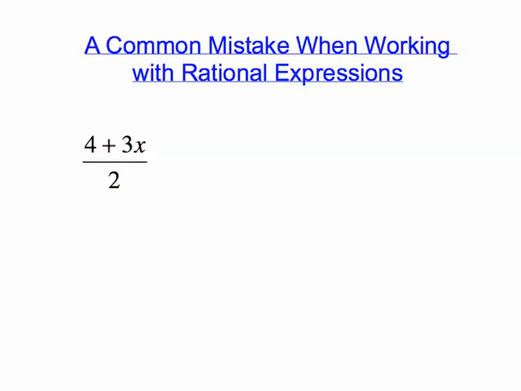In this video, I want to talk about a common mistake often made when working with rational expressions. Say you have a rational expression like this, 4 plus 3x over 2. Well, sometimes someone might say, oh, I've got a 2 here in the denominator and 4 here in the numerator. 2 goes into 4 evenly, so I can just cancel. Well, 2 goes into 2 once and 2 goes into 4 twice. That means that you're left with 2 plus 3x over 1, which is just 2 plus 3x.